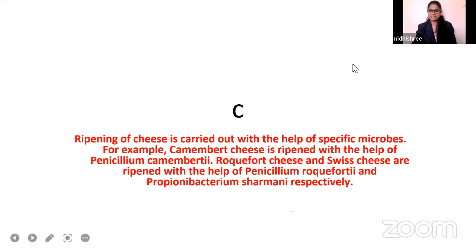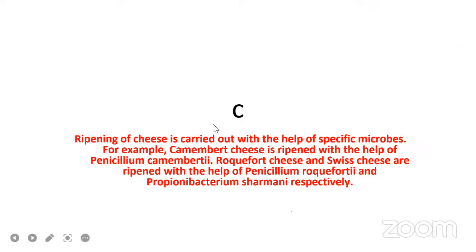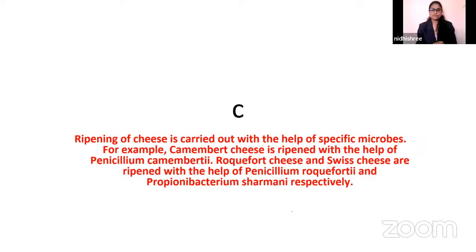Ripening of cheese. Kanchana Raj, can you read out the slide, please? Ripening of cheese is carried out with the help of specific microbes. For example, Camembert cheese is ripened with the help of Penicillium camemberti. Roquefort cheese and Swiss cheese are ripened with the help of Penicillium roqueforti and Propionibacterium shermani, respectively. Okay, so here you will get the other question also. The right answer is option C here.